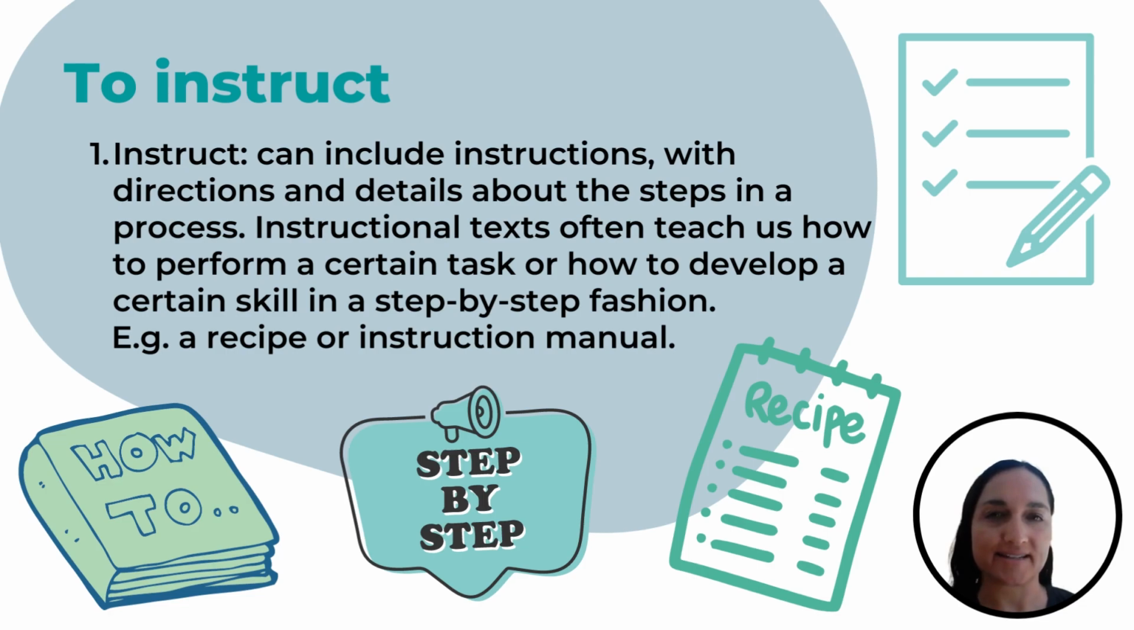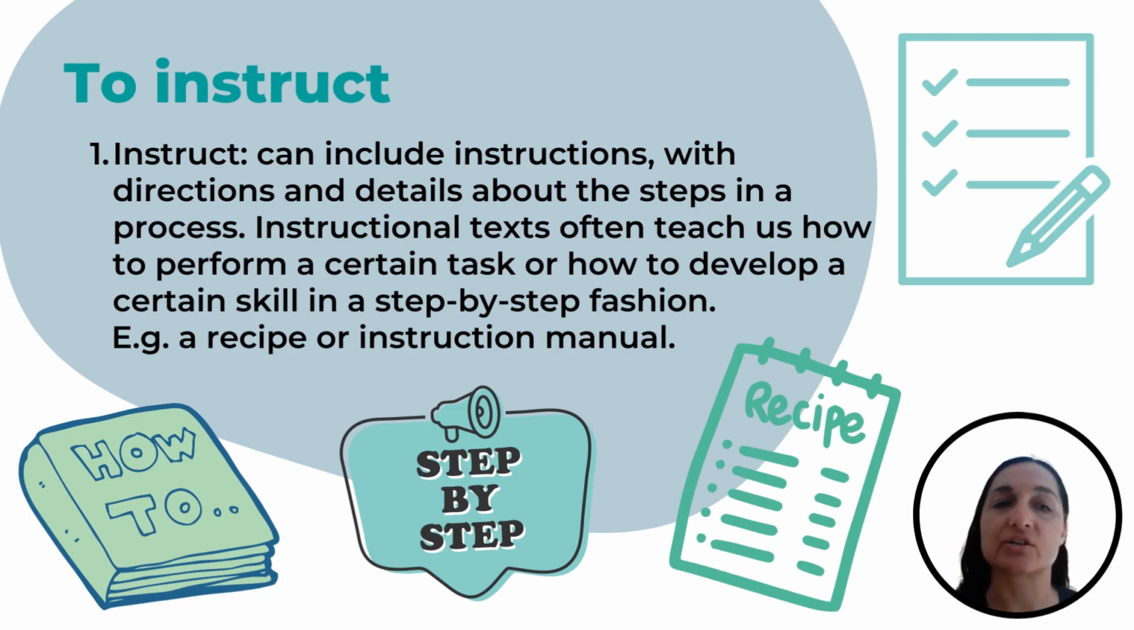Authors can compose their texts for the purposes of instructing their intended audience about a certain topic or process. Instructional texts can include instructions with directions and details about the steps in a process. Instructional texts often teach us how to perform a certain task or how to develop a certain skill in a step-by-step fashion, for example, a recipe or instruction manual. These texts are often quite simple in form and methodical in structure. They are designed to build a skill or knowledge in a sequential manner.